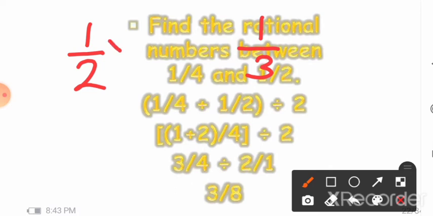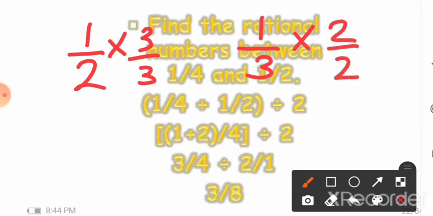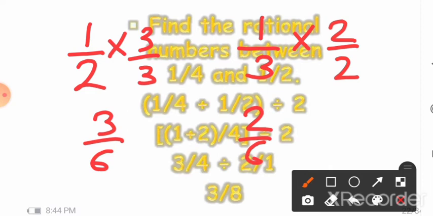So how to equalize? Multiply the numerator and denominator of the first by 3 and of the second by 2. So this is 3 by 6 and this is 2 by 6. It means both are equal. Now that both are equal, we calculate the four rational numbers between these numbers.